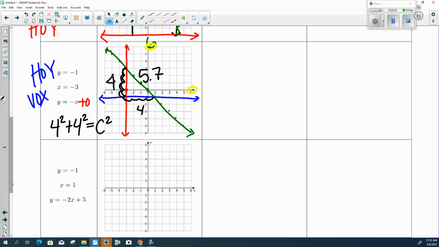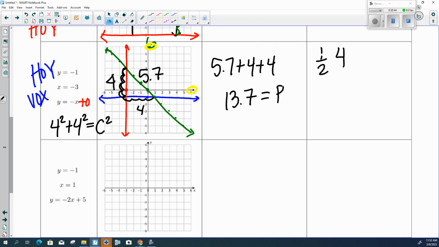Sorry, I did this wrong on my notes page, so it's not matching what I'm doing right here. I just wanted to make sure. Well, this might be wrong then. I'm a little nervous. So 5.7 plus 4 plus 4. This is my perimeter, and it's a triangle.